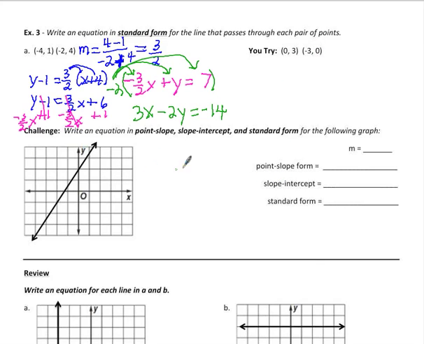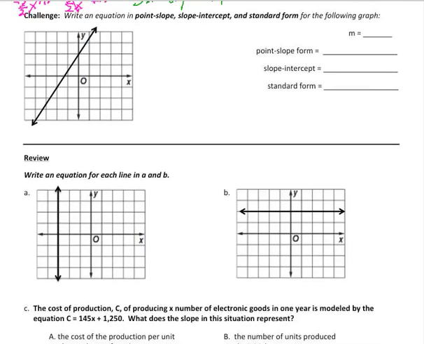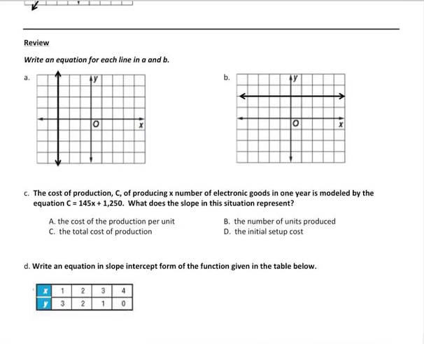There is a challenge. If you do the challenge piece and it leads you through, so you find your slope first, then point slope form, then slope intercept form, then standard form, and you can work through them all. This is just a hint of what you will have to do on the test, to help you. If you do this one, you will get some bonus points, but it must be done when you walk into class. And then you have review at the bottom.